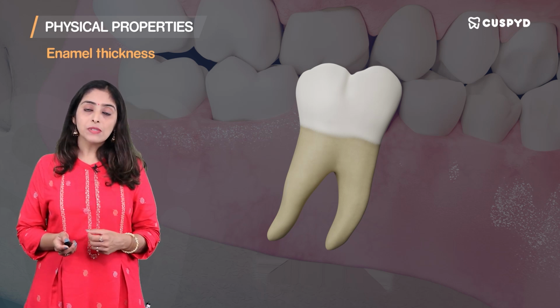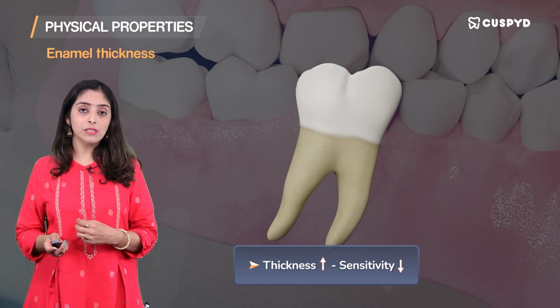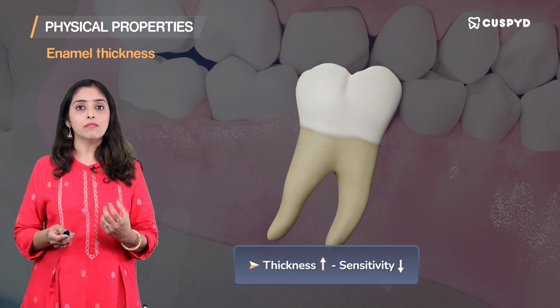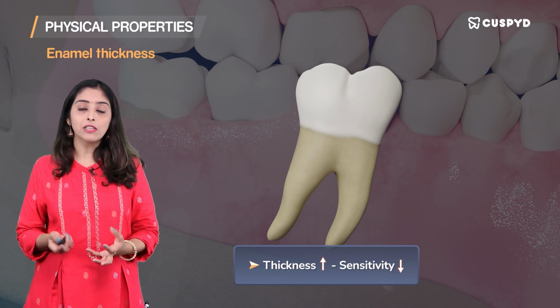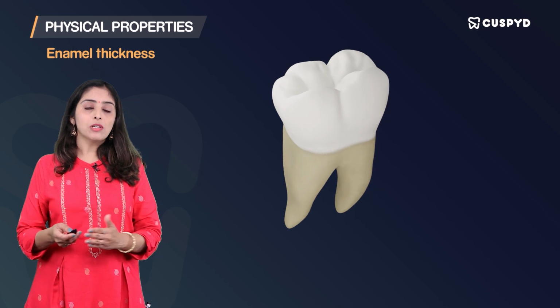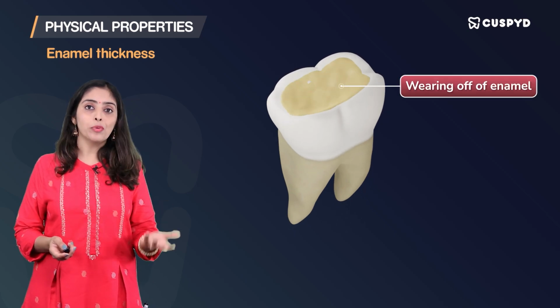The importance of this thickness is primarily two in number. The first is sensitivity. The thicker the enamel, the less the sensitivity, and that is why your incisal edges are the thickest, because whenever you bite into an ice cream, you don't feel the cold, since that enamel is so thick. But with the process of eating and mastication, this enamel does tend to wear off.